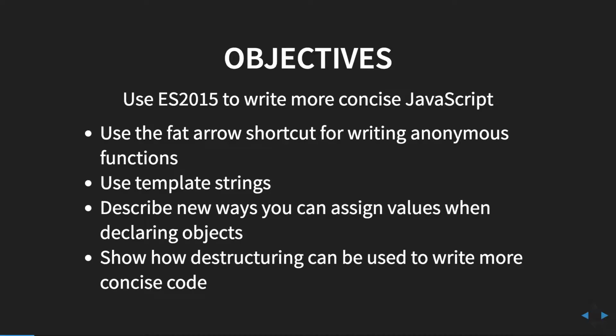One of my gentlemen right here. Want to go for it, Alex? First one: use the fat arrow shortcut for writing anonymous functions. Perfect. Let's have Ahead for the second one: use template strings. Awesome. Matt, number 3: describe new ways you can assign values when declaring objects. Awesome. And then let's go Caroline for 4: show how destructuring can be used to write more concise code.